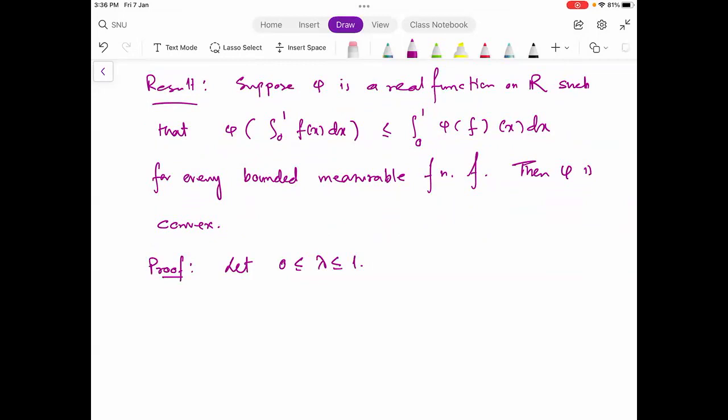So I'll verify the convexity from the definition. The definition of convex functions is that if you have 2 points, let's say t and s, you have the graph of the function. You consider the line joining phi t and phi s. That's a line, and the graph of the function should remain below that. This means phi of lambda t plus 1 minus lambda s is less than or equal to lambda phi t plus 1 minus lambda phi s, for every lambda between 0 and 1, and for every t and s wherever phi is defined.